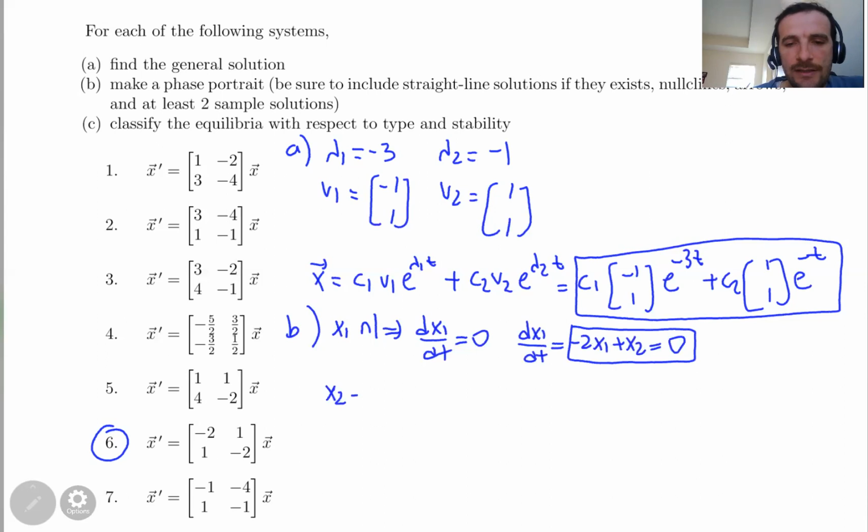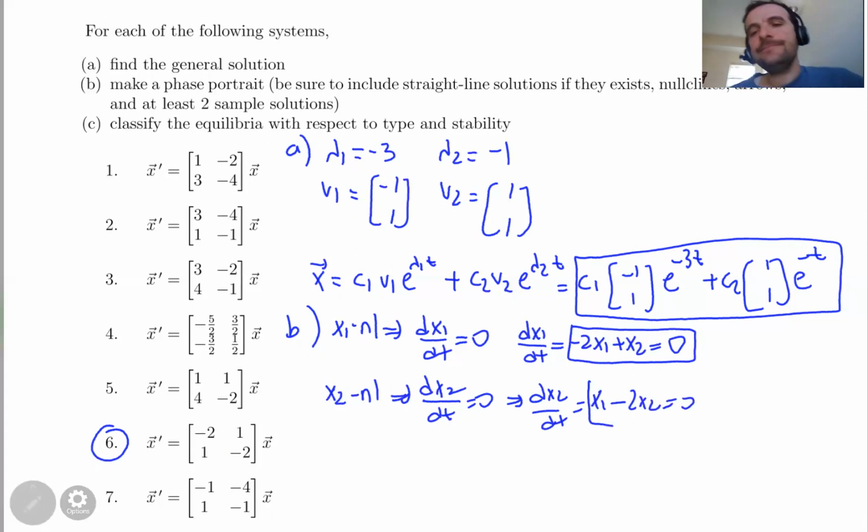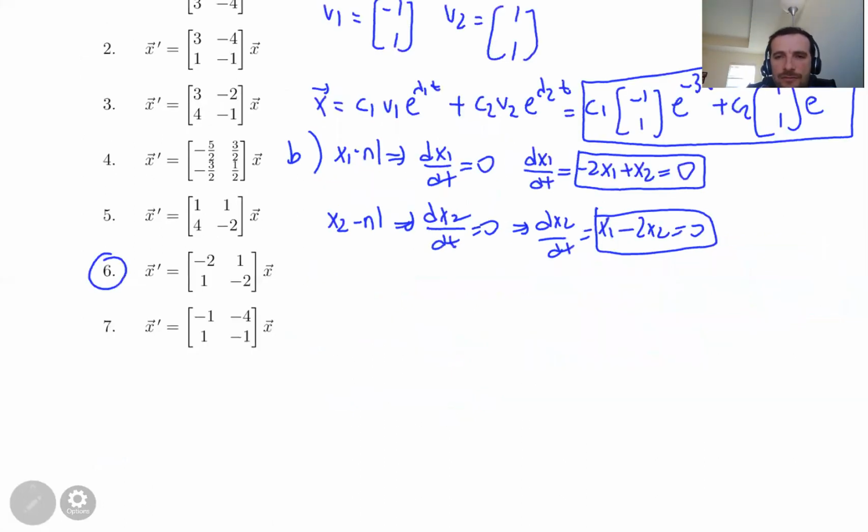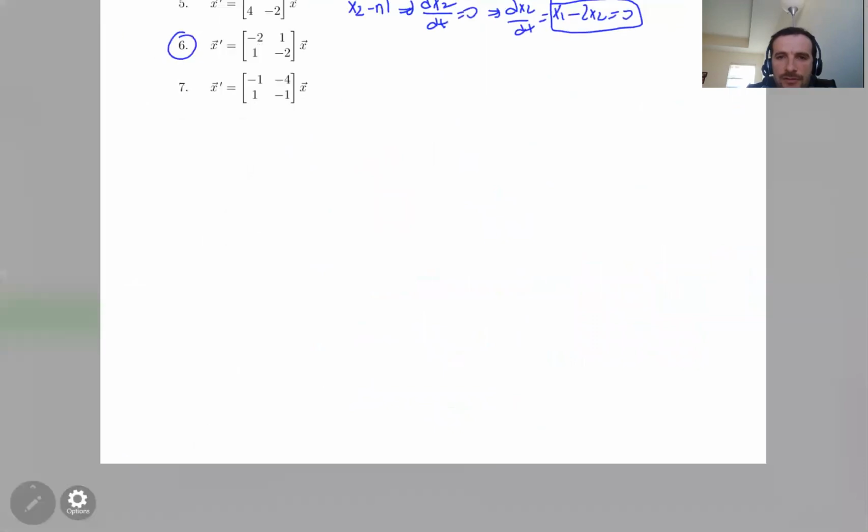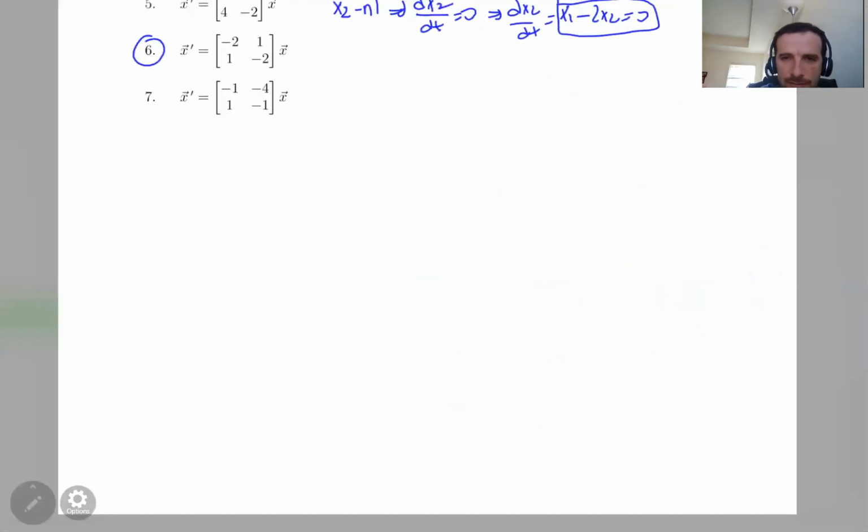And for the second null line, this time I set dx2/dt equal to 0. So dx2/dt is equal to what? Look at the second row this time: x1 minus 2x2 is equal to 0. This is the second null line. Okay, we got the null lines, so let's draw the picture of the solution and find the phase portrait.